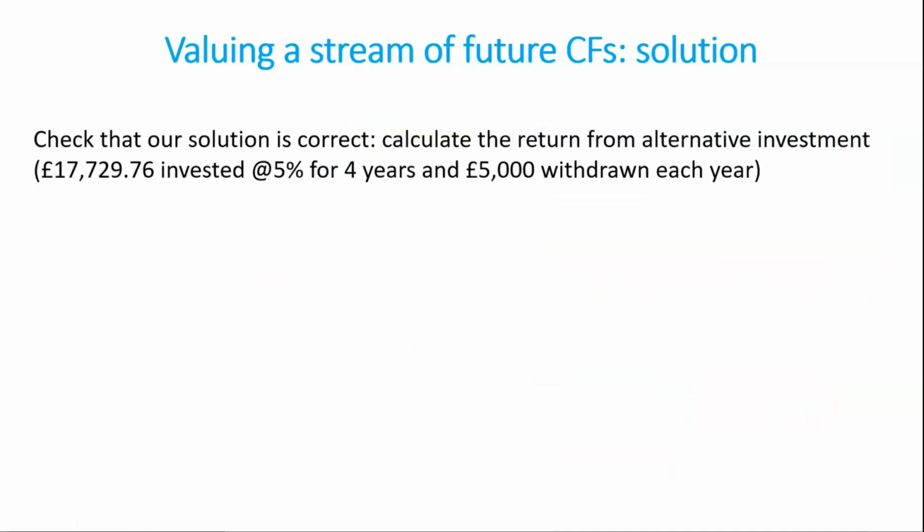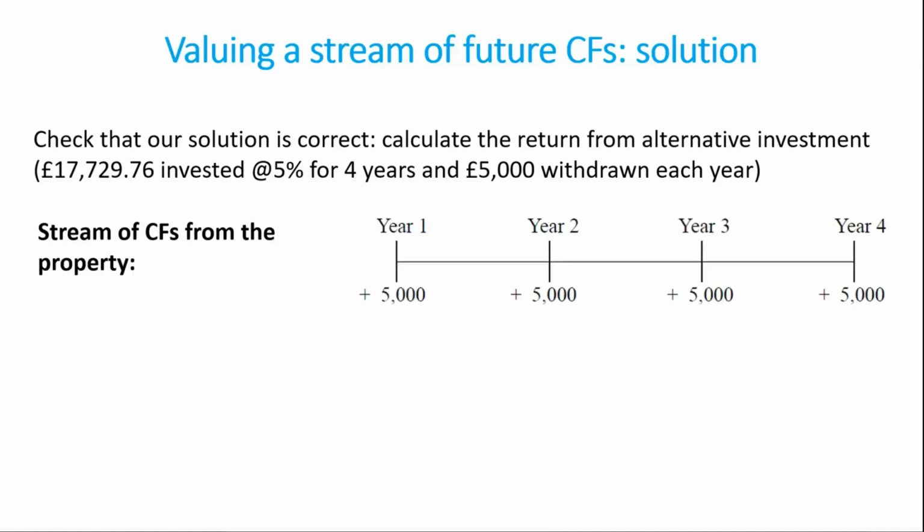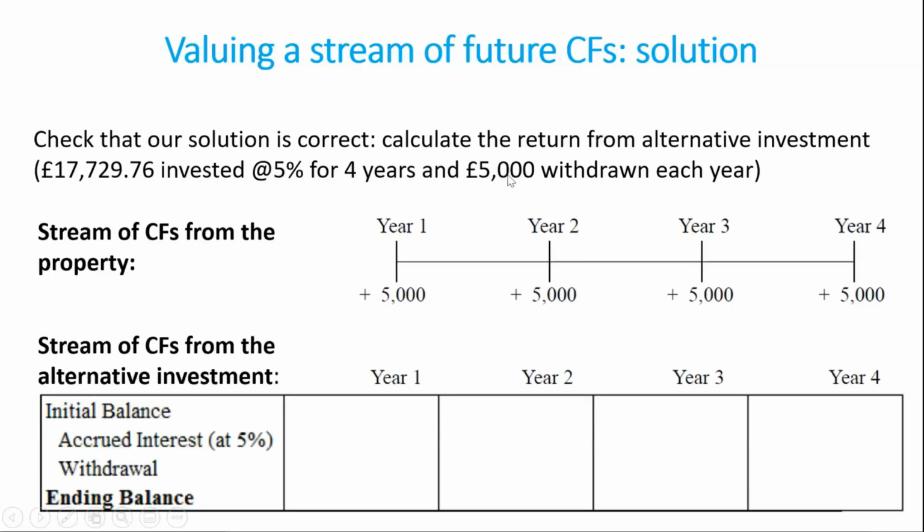So this is how much it's worth now. What you can do now to check this, you can simply try to recalculate it the other way around. What if you invest this sum at 5% for 4 years and withdraw £5,000 every year? How will it work? So let's just calculate the stream of cash flows from an alternative investment.